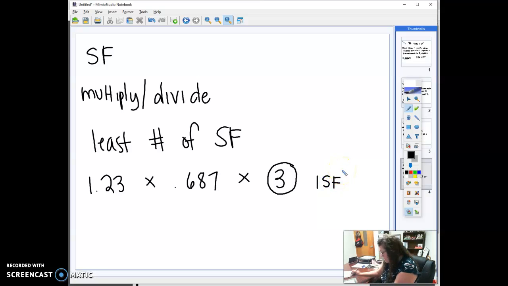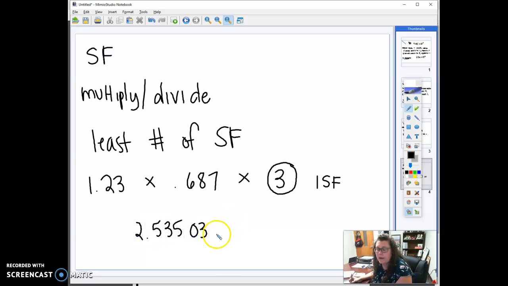I can't do that one in my head, so let me grab my calculator here. We'll say 1.23 times 0.687 times 3. My answer is 2.53503, but I only need 1 significant digit. I'm going to round up, so my answer will be 3. So it's a little bit different between addition and subtraction and multiplication and division, and hopefully these rules will help you. If you have any questions, just be sure to let me know.